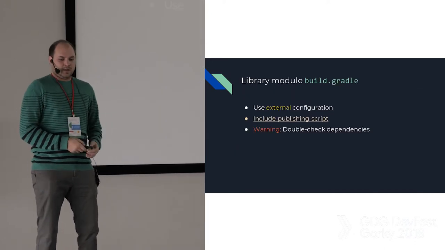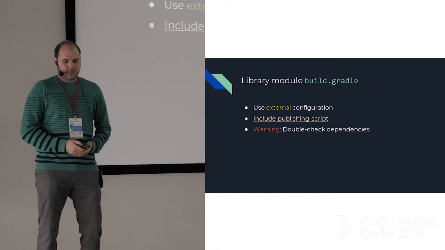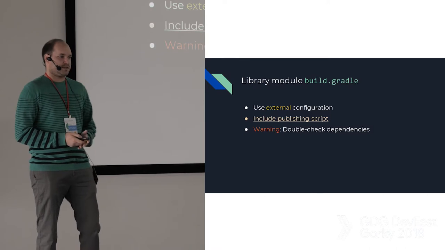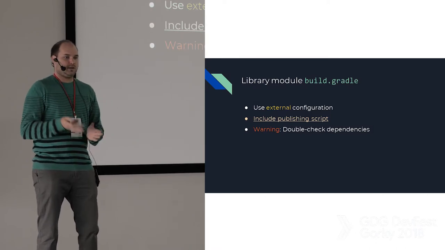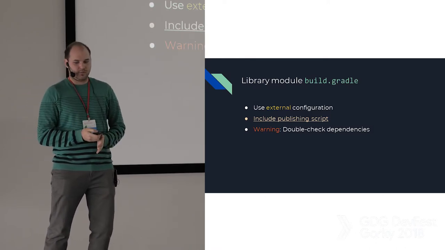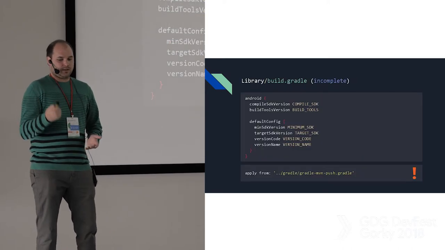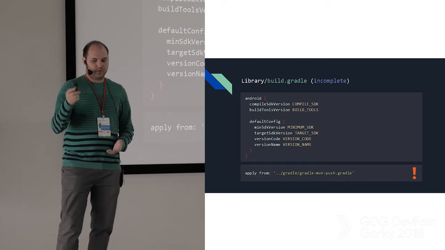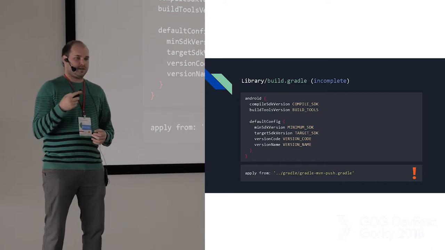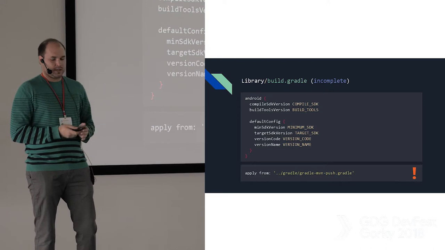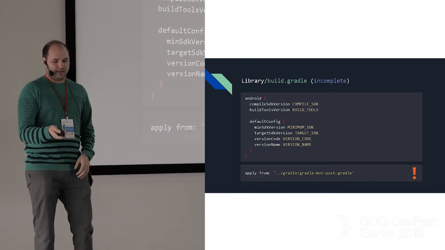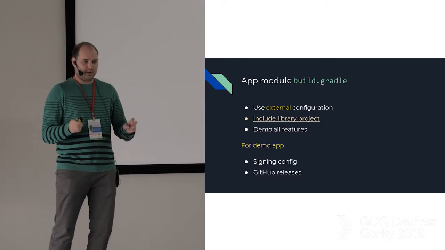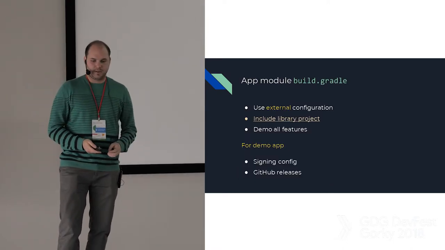And the library module, this is probably the most important one. You need to include the publishing script, and you need to double check the dependencies. So everything that you build, this is where the information comes from. It's a normal Gradle module. You use these external dependencies that you defined in the root, and you also need to apply this script. I mentioned this script before, so it's basically a one file solution to this problem.